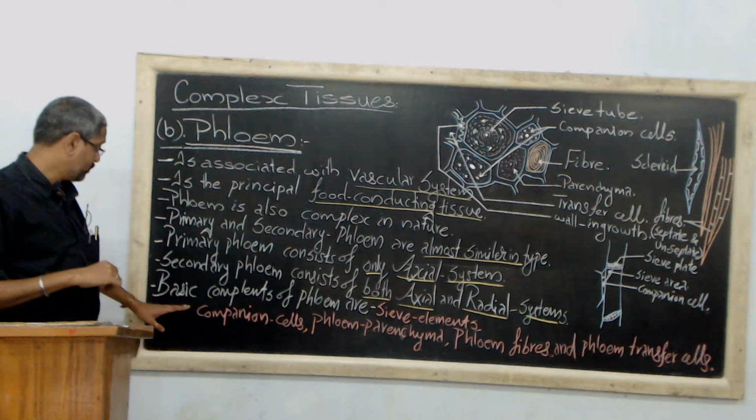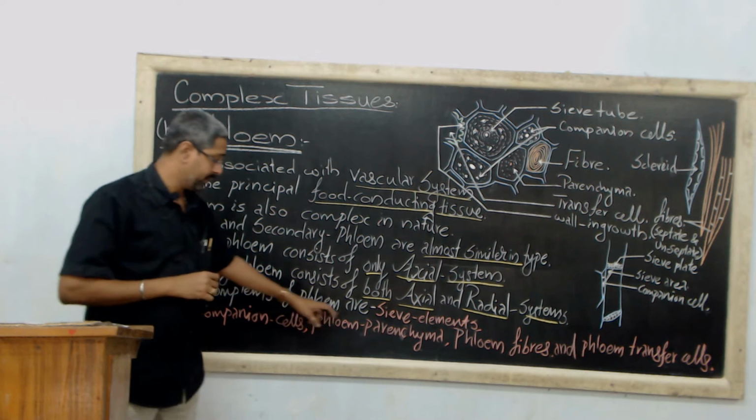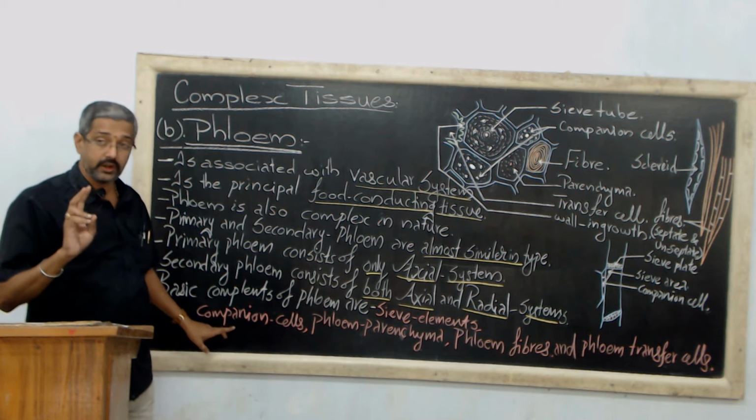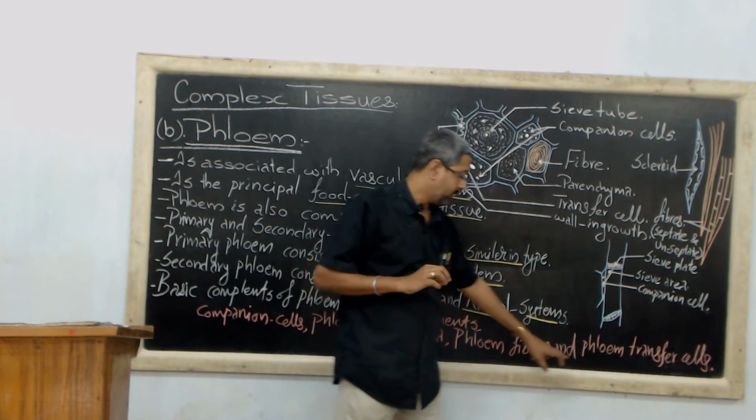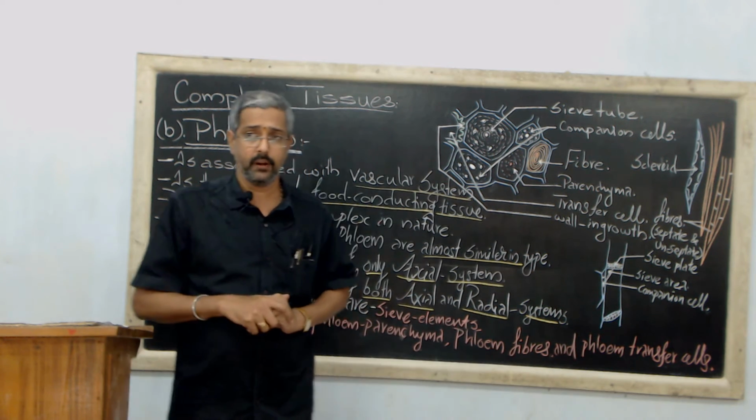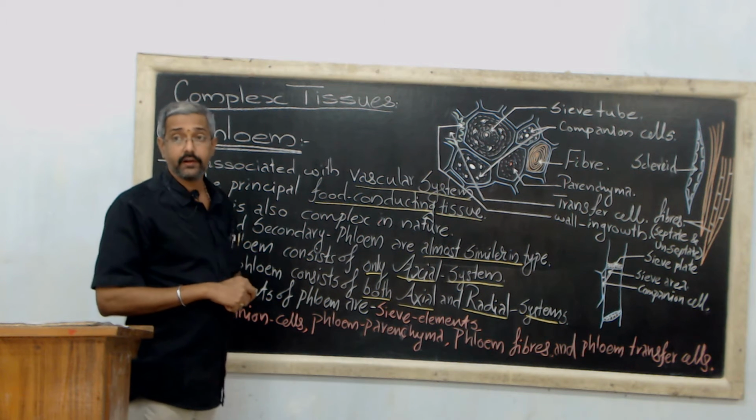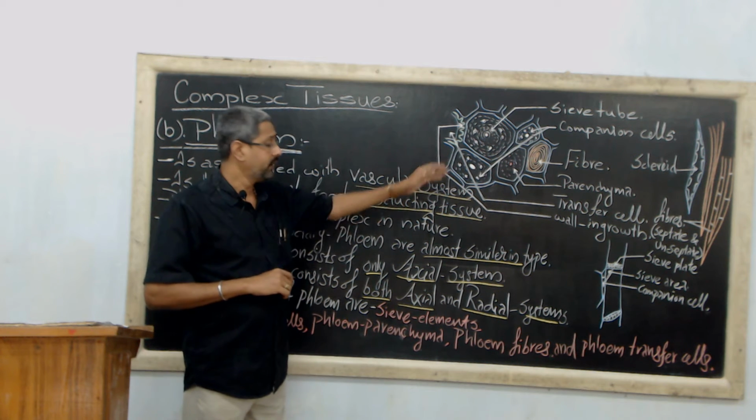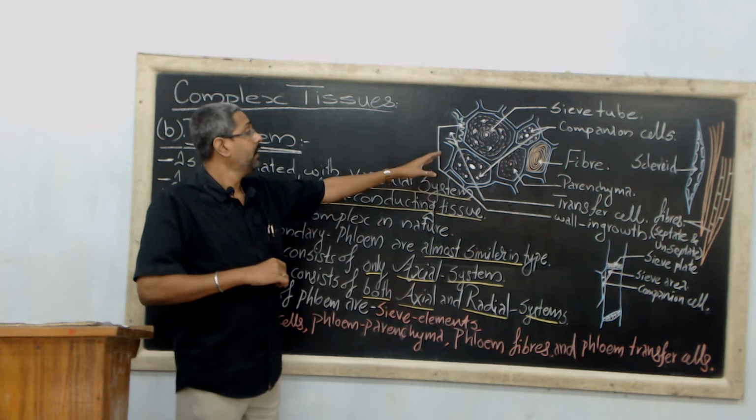Coming to the different elements of phloem, the basic components are sieve elements, companion cells, phloem parenchyma, phloem fibers, and also the phloem transistors. These are the major components in the phloem. While we see the structural differentiation in the secondary phloem, it shows all these elements differentiated in the phloem tissue.